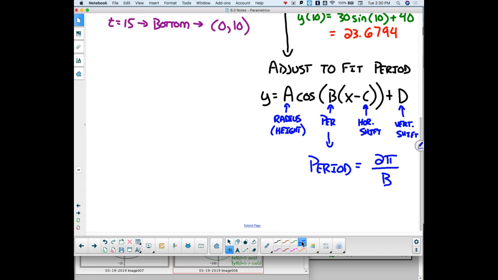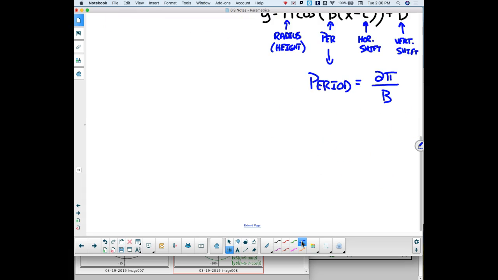Which means then that b is equal to 2 pi divided by the period. If I do some maths there, if I multiply both sides by b, divide both sides by the period, I get b equals 2 pi divided by the period.